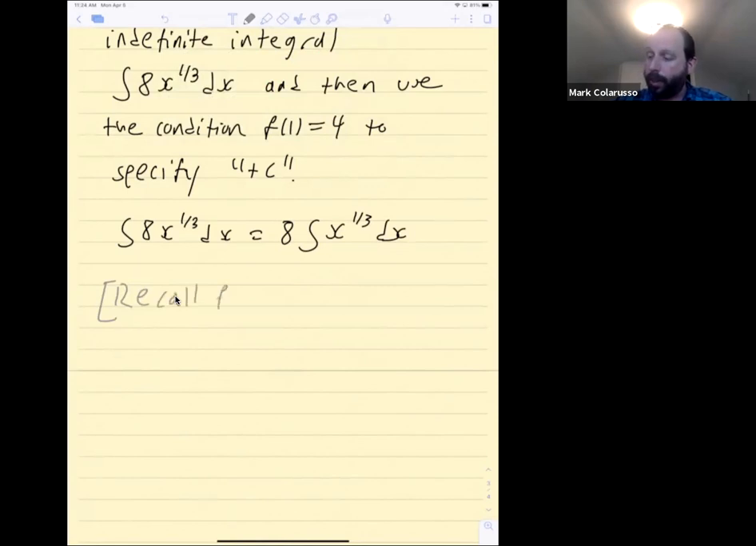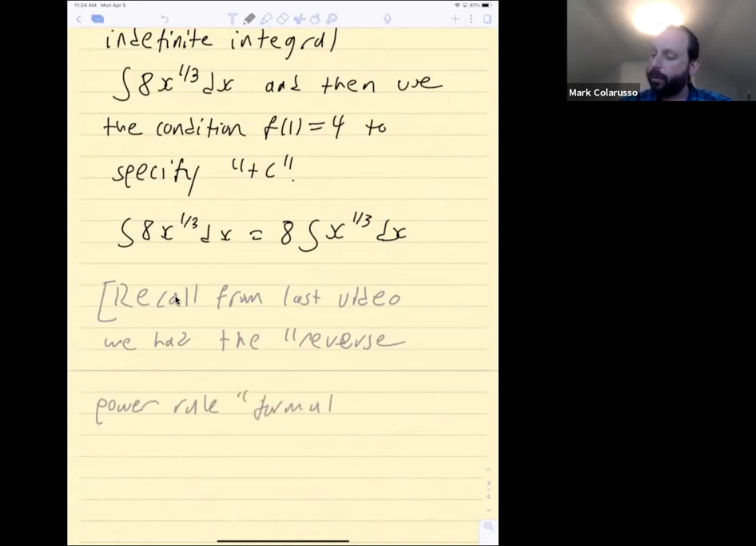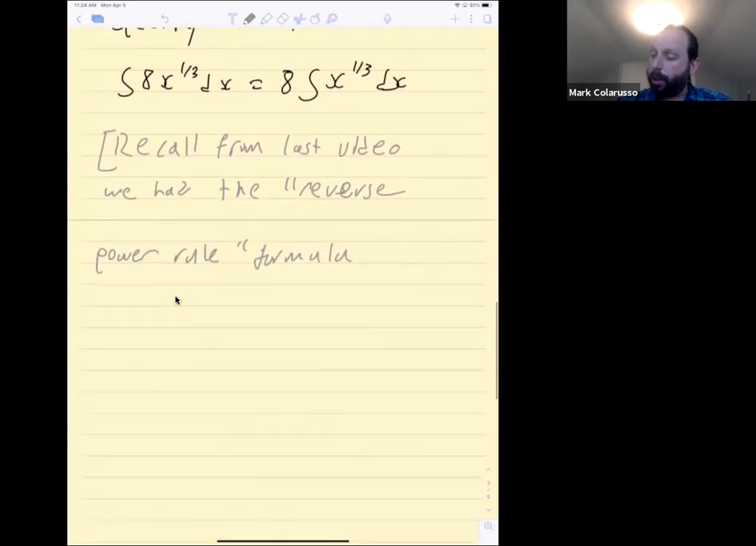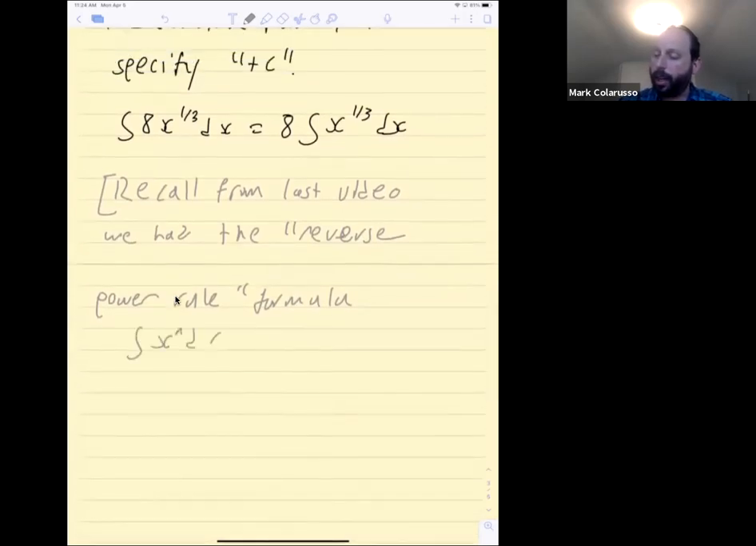So recall from last video, we had the reverse power rule formula, which was the integral of x to the n dx is x to the n plus 1 over n plus 1, plus an arbitrary constant c. And this works for any n not equal to -1, right?